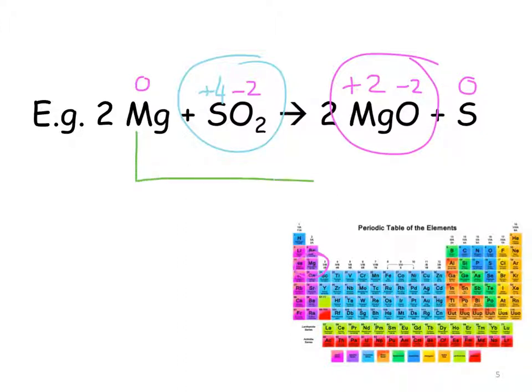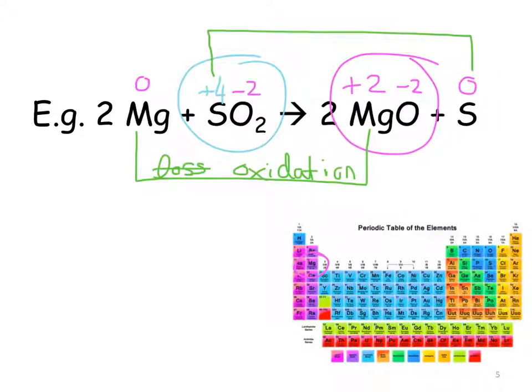Let's see what has happened. Magnesium has gone from 0 to +2, so it has lost electrons. What is the loss of electrons? Oxidation. And this sulfur dioxide, the sulfur has gone from +4 to 0, so it has become less positive. It has gained electrons, so therefore that is reduction. In grade 11, all you're going to have to do is assign oxidation numbers and tell me what got oxidized and what got reduced.